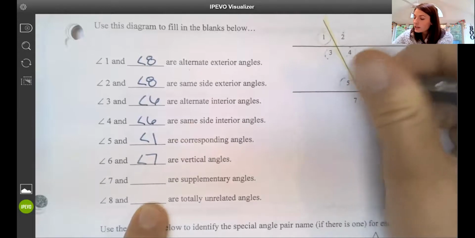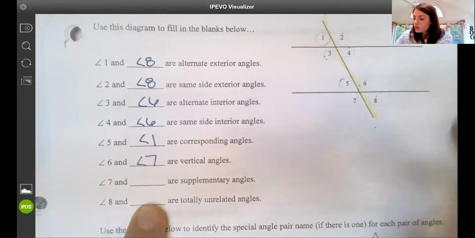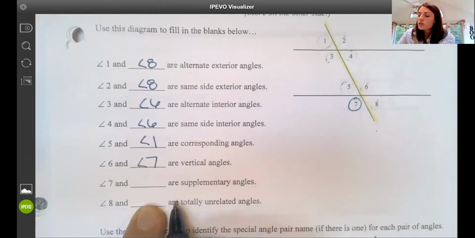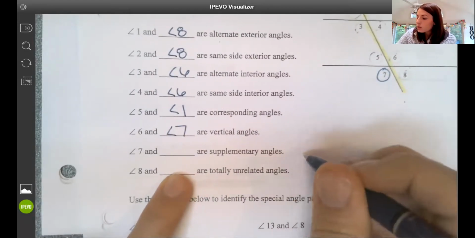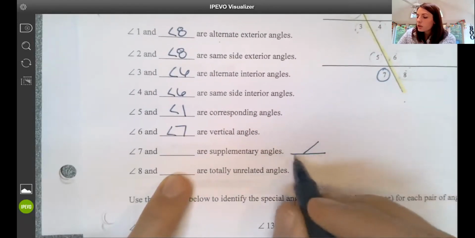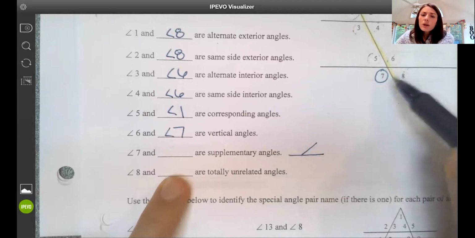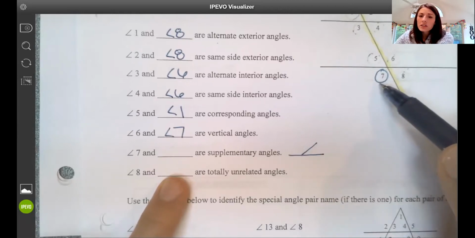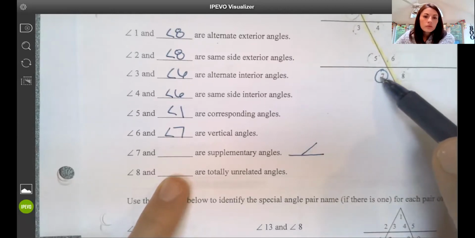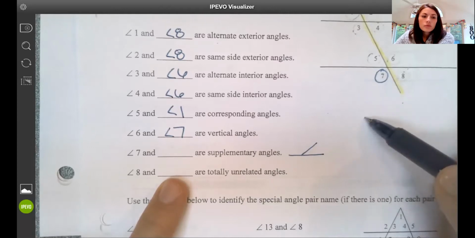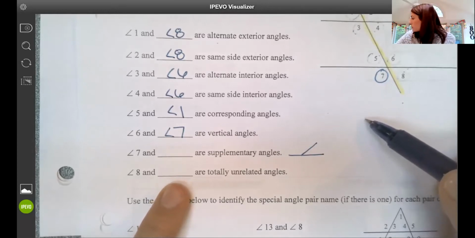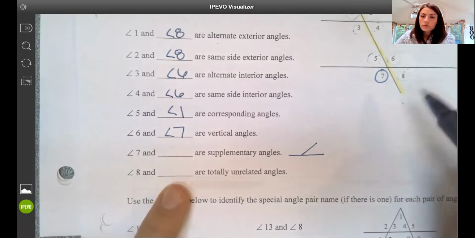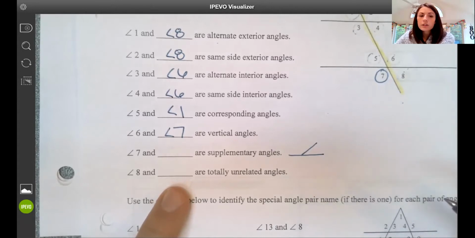And then angle 7, there's a few options here. So supplementary, this is also from last unit. So supplementary angles, remember, create a line. What angle creates a line with 7? There are 2 answers that are correct.